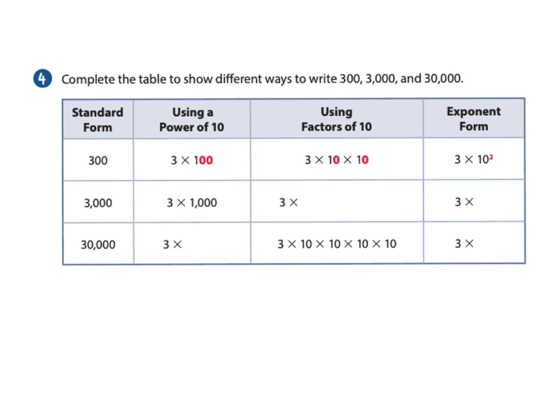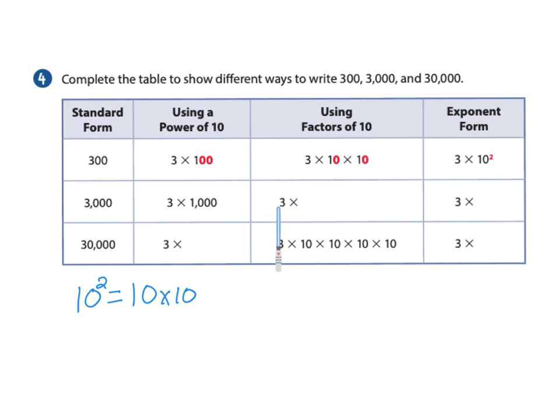In class, we discussed that exponents tell you how many times to multiply a number. So in other words, that exponent of 10 to the second equals 10 times 10. So our job is to fill in this blank here. We need to use factors of 10 to represent 3,000.